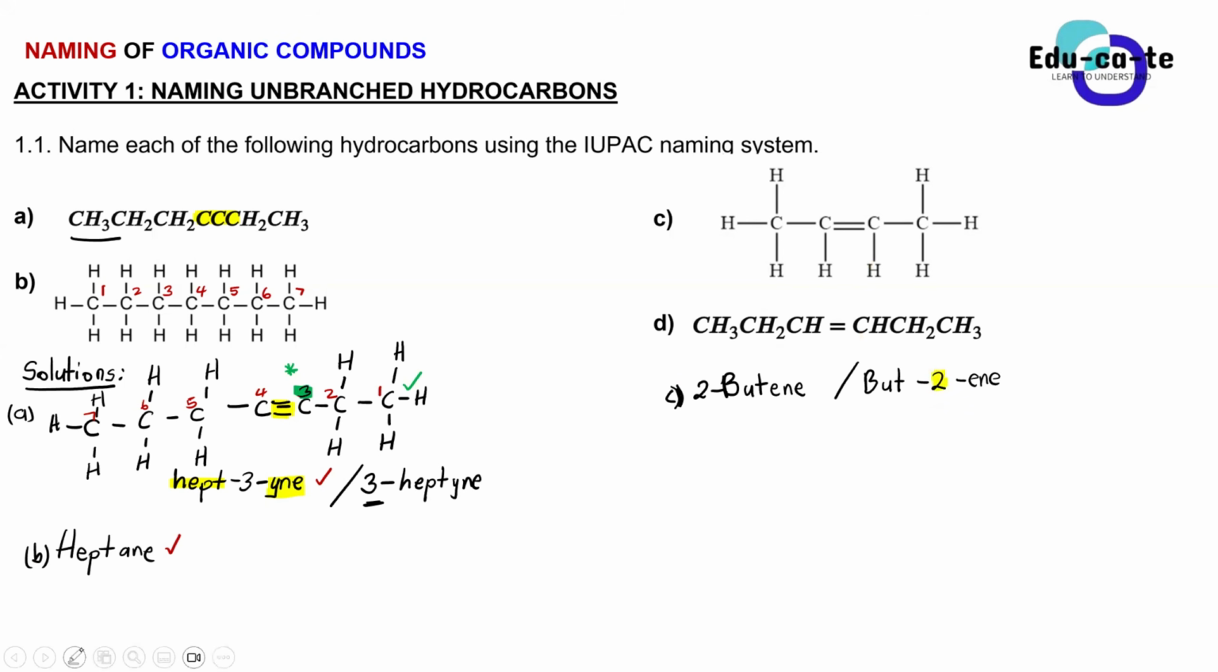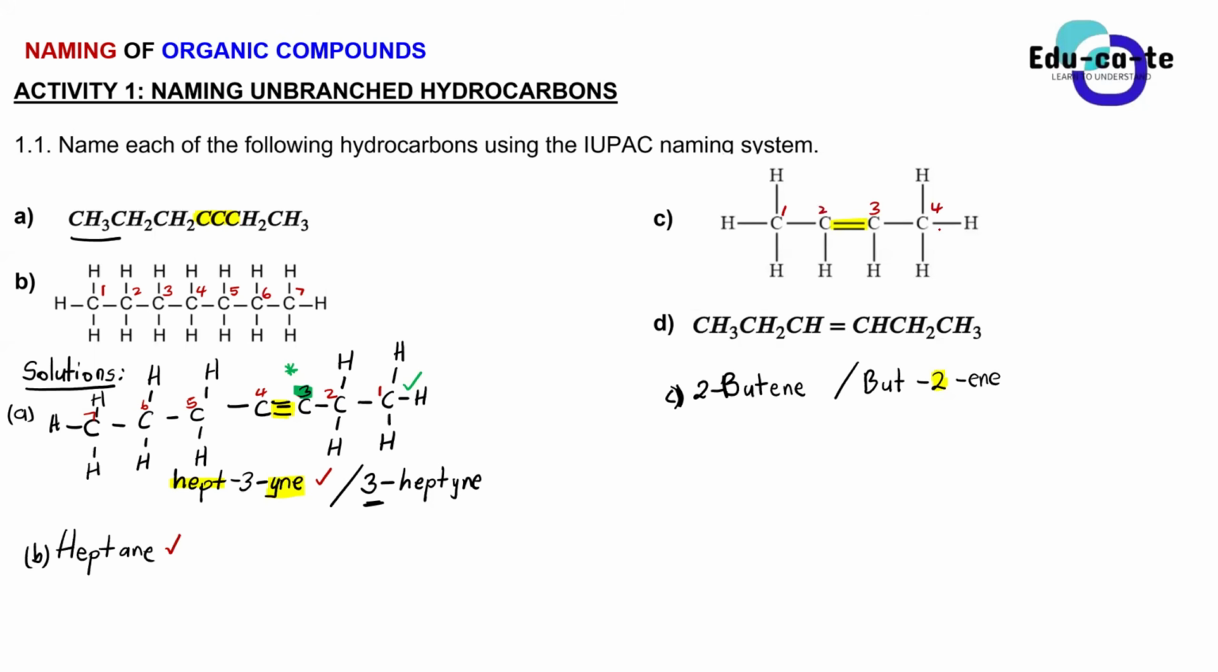In this case, for compound C, you can see that our functional group is a double bond between 2 carbons. When you count, you can count from the right or from the left. It's still the same because this is carbon 1, carbon 2, carbon 3, and carbon 4.